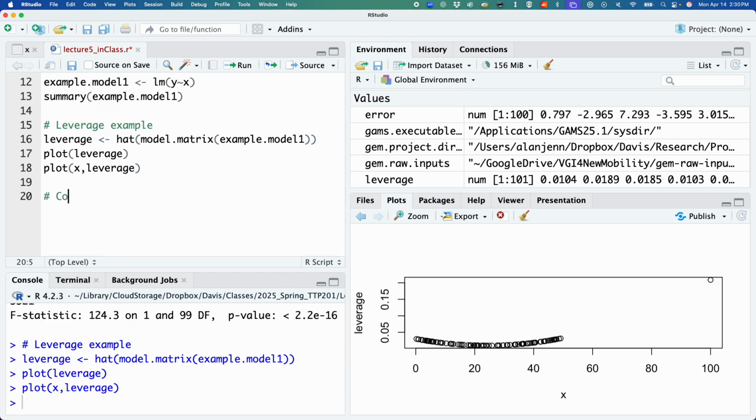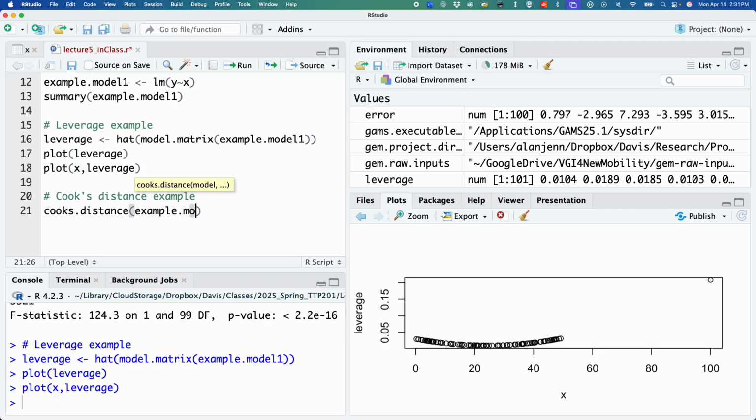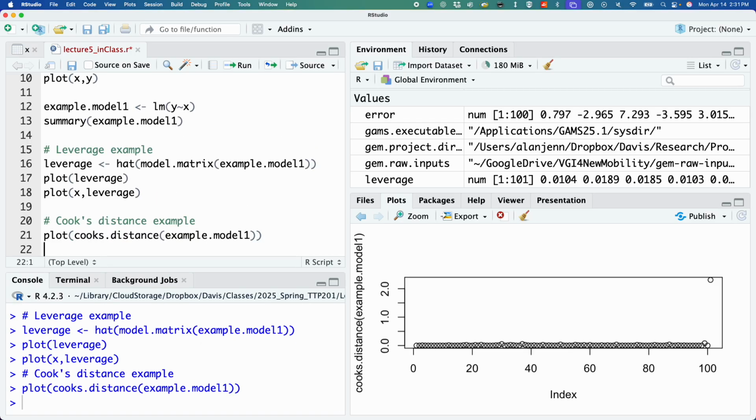So, Cook's distance example. It's literally a function called Cook's distance, and you just put the model in, and I can go ahead and plot this to see what it looks like. You end up getting a similar thing. So Cook's distance asks: what is the effect of deleting a point? It looks like this as well.